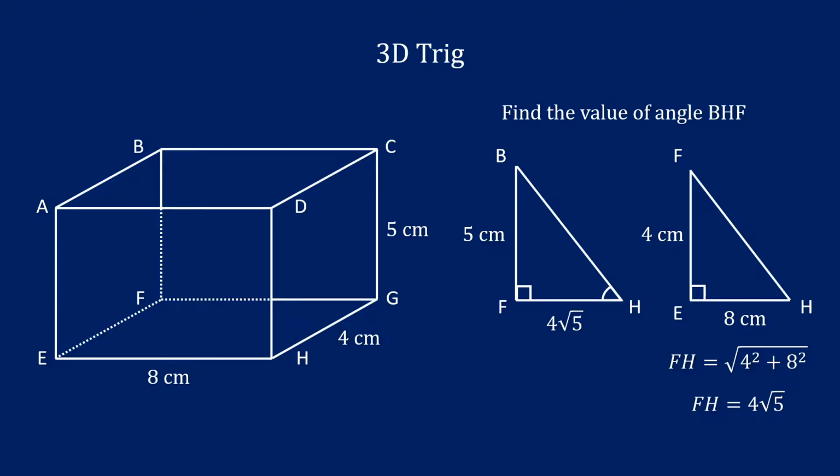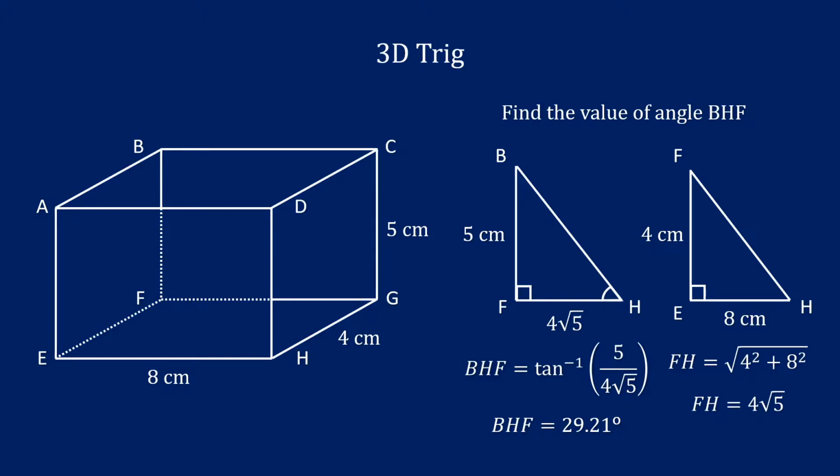And now I have enough information to find my angle. I'm going to skip some steps here, but which one to use, SOHCAHTOA or TOA to find the angle? Well, I have opposite and I have adjacent. I'm going to use TOA. So the angle BHF is going to be the inverse tan of opposite over adjacent, so 5 over 4 root 5. Put that in your calculator as is, and you get that BHF is 29.21. Easy peasy.